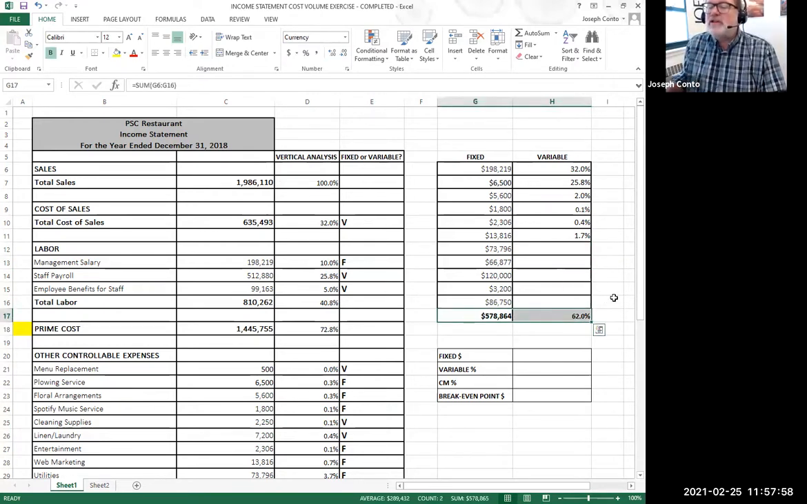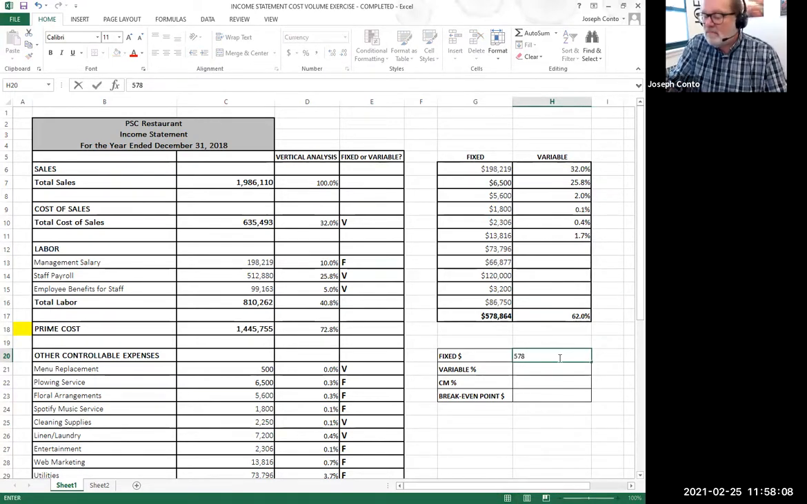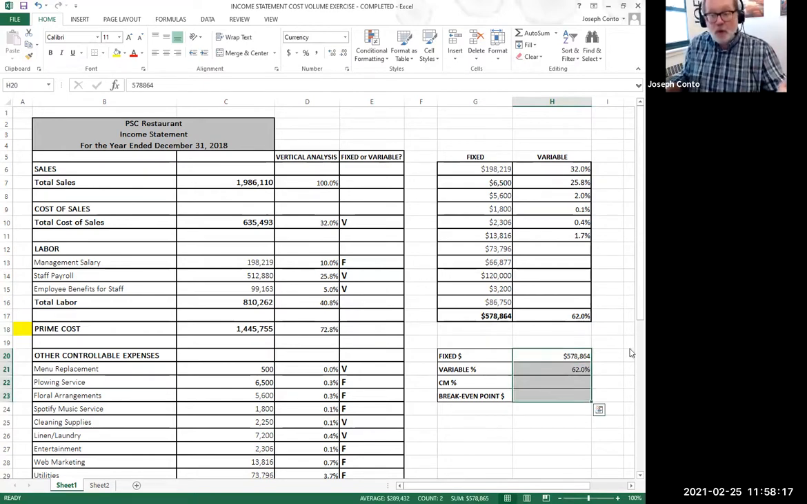And then I total it. So my total fixed costs are in dollar amount. My total variable costs are in a percentage. And I can just plug those right in here. 578,864. Boom, dollar amount. Variable cost, 62. Now remember, ahead of time, I have prepped my cells to hold the kind of information that I want them to hold.